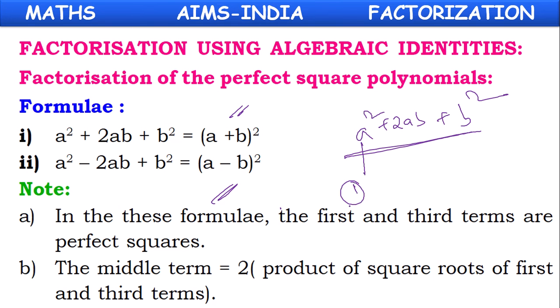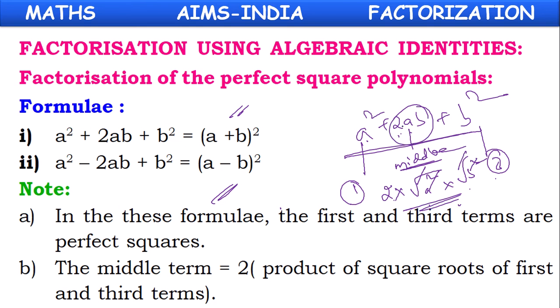If the first term is already a perfect square, if the third term is already a perfect square, and the middle term can be written as 2 into product of root of first term into root of third term. 2 into root of a square, root of b square, square root cancel, square root cancel, 2ab. If you are able to write in this form, then it is a perfect square.